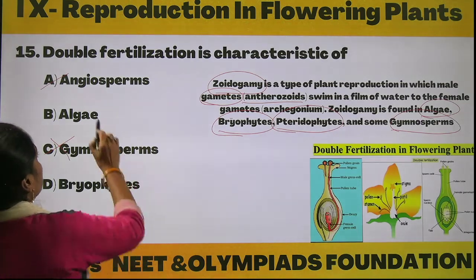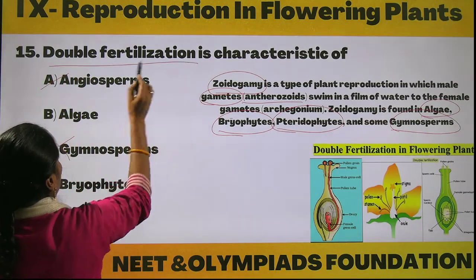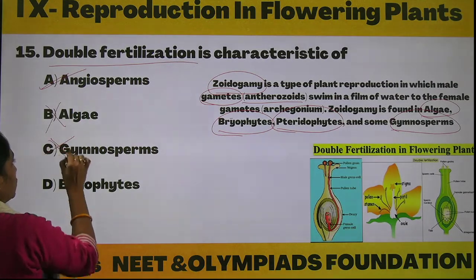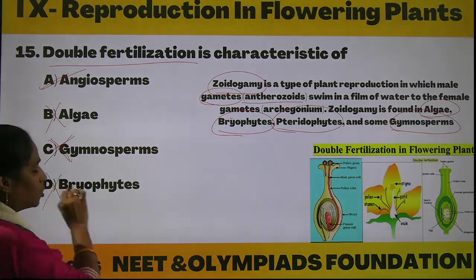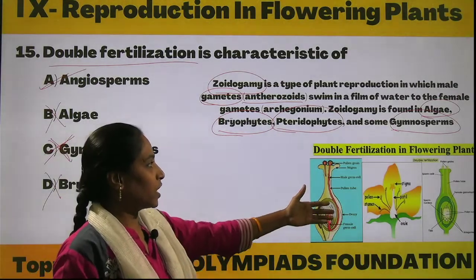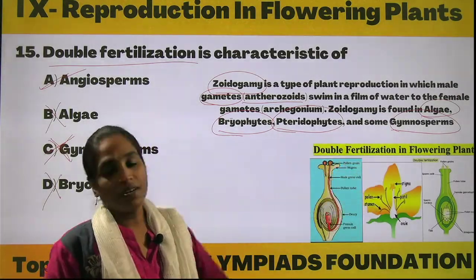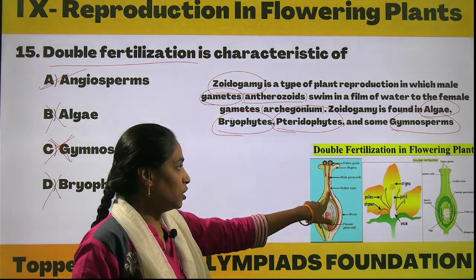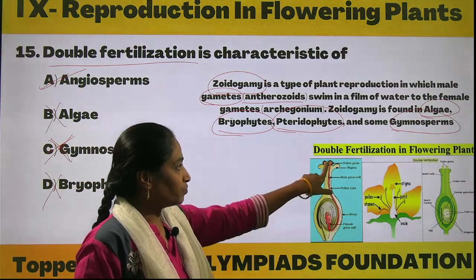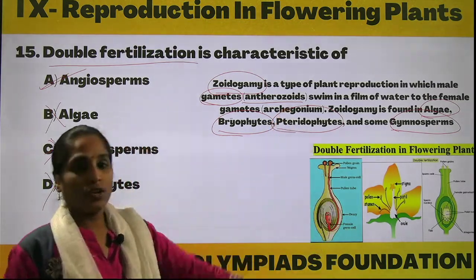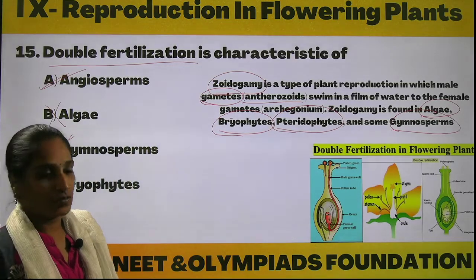So double fertilization can be seen only in the angiosperms, not in the algae, not in the gymnosperms, and also not in the bryophytes. Hope you all understood. This is a type of double fertilization in flowering plants, seen with the entry of the pollen tube from the stigma through the style towards the micropylar region. Hope you all understood.